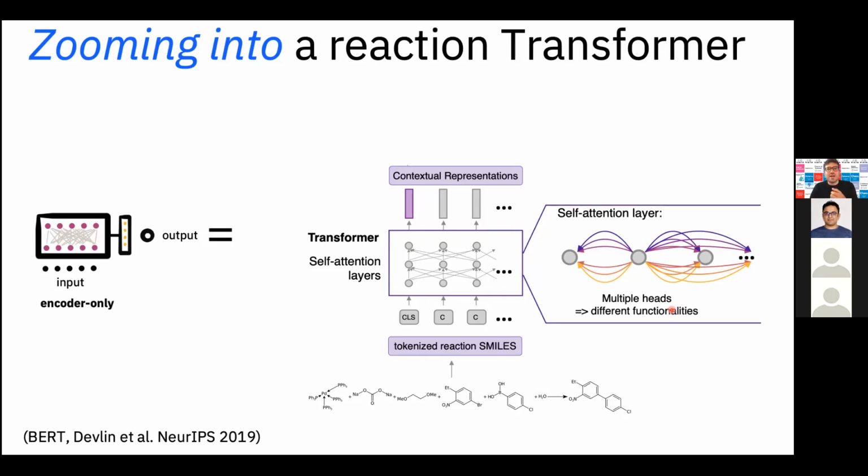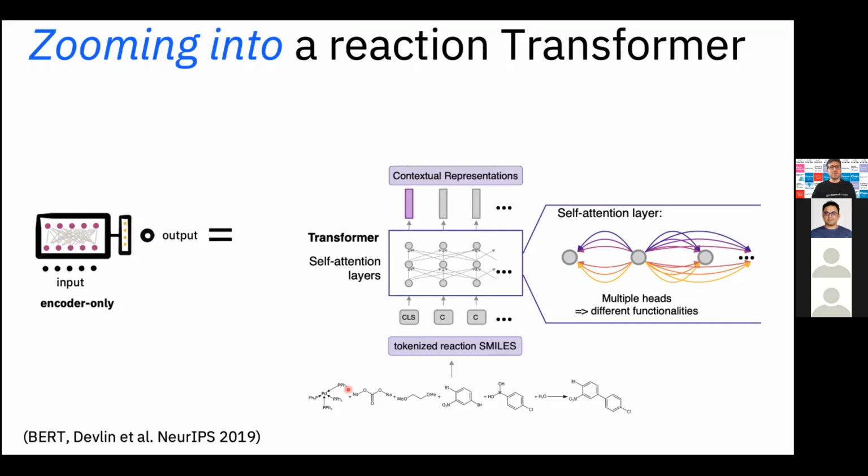Let me make an analogy with human language. If you think of the word bank, then the word bank has a completely different meaning whether you speak about the riverbank or the bank you get money from. And similarly, in chemistry, if you look at this reaction here, if you look at the individual atoms, a nitrogen atom will have a different meaning depending on the neighboring atoms, the atoms in the same molecule, and also the complete chemical reaction.